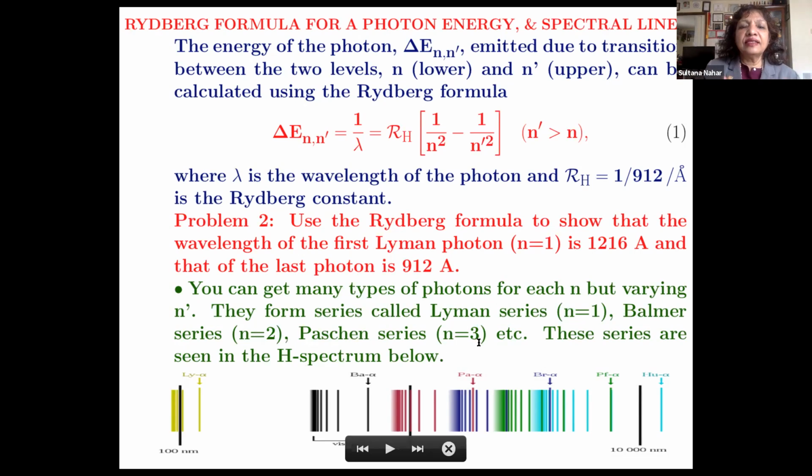So these series are seen in this hydrogen spectrum below. All these photons form the lines. So this is like Lyman photons, Balmer photons, Paschen photons, and so forth. Each line corresponds to photons of a particular energy. So now you have become an atomic astrophysicist, and you can do spectroscopy to detect photons and identify them. Okay, thank you.